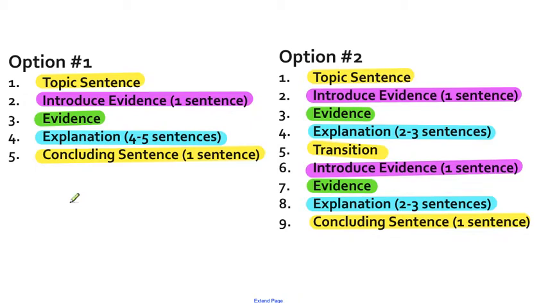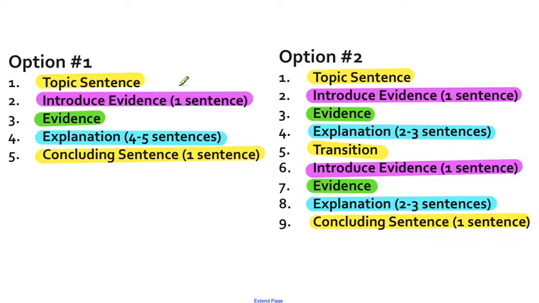Another option is going to be to provide 2 pieces of evidence, and that is going to then require 2 explanations. And the big difference, if you'll notice, is that on the explanation in option 1, you're going to have longer explanations, can be 4 to 5 sentences. Where in option 2, if you're using 2 pieces of textual evidence, they're going to be shorter. They can be 2 sentences of explanation after each piece of evidence. You don't need to spend tons of time in that step because your evidence really is going to speak for itself. So these are your 2 options.